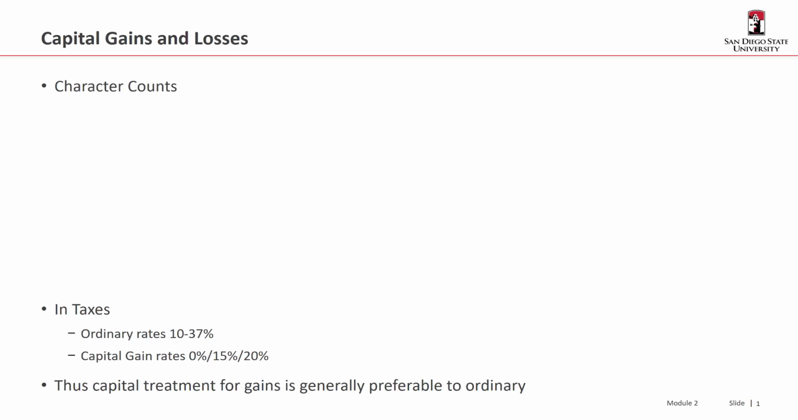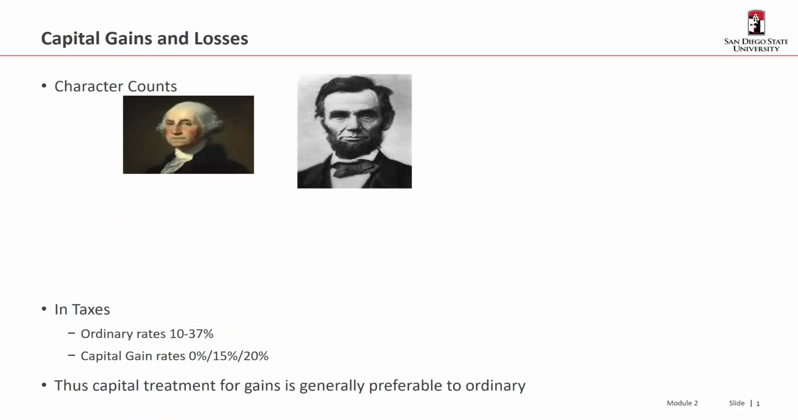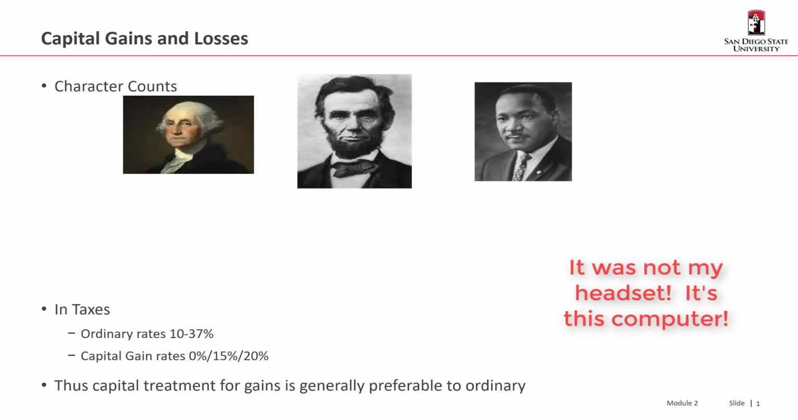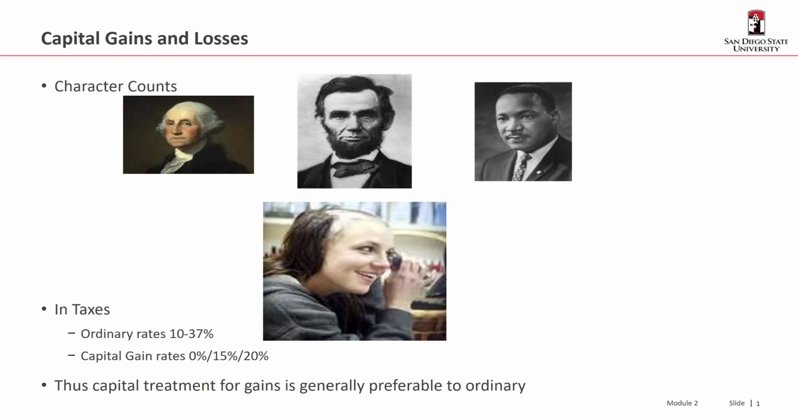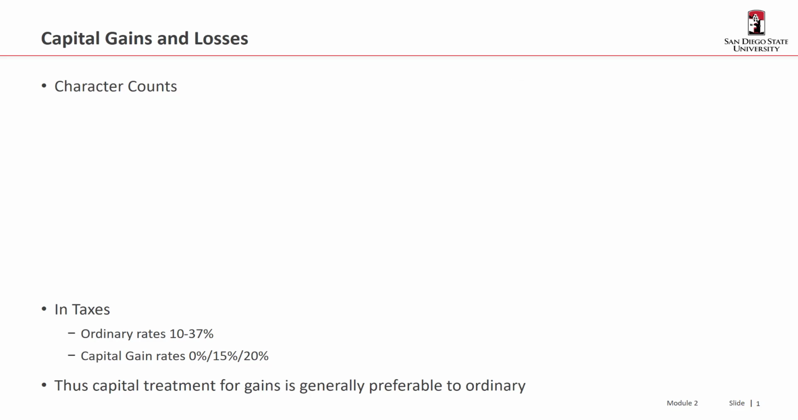As we should have learned in our planning variables, we know that character counts. And when we think about individuals of high character, well, okay, not everyone, we really need to think about character as it relates to taxes. So we know that ordinary rates for individuals are from 10 to 37%. But long-term capital gains rates are preferential and can be 0, 15, or 20%, like we just saw in the last video as it relates to qualified dividends. So as a result, capital treatment for gains is generally preferable to ordinary treatment.